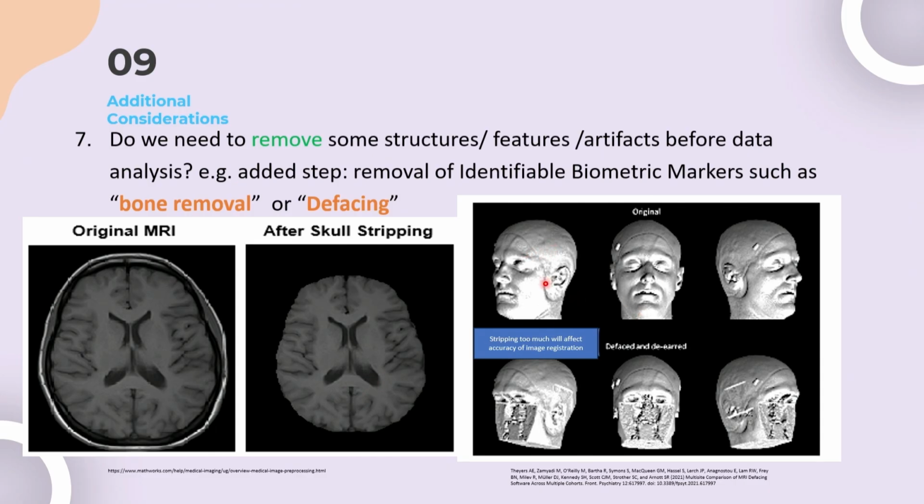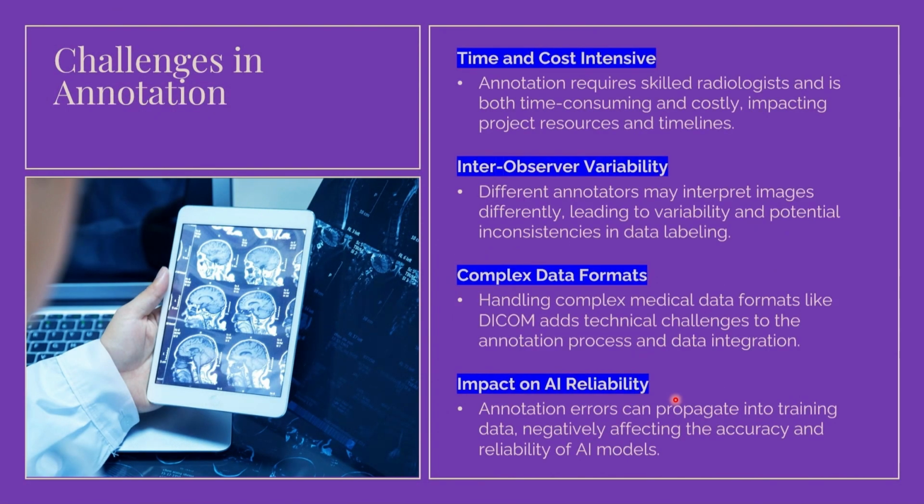And also, there will be some measures to protect the patient identity. For example, here we remove certain parts of the face so that we protect the patient's identity. But at the same time, if you remove too many of the facial structures, that will affect the image registration as well. So it has to be done with a good balance.